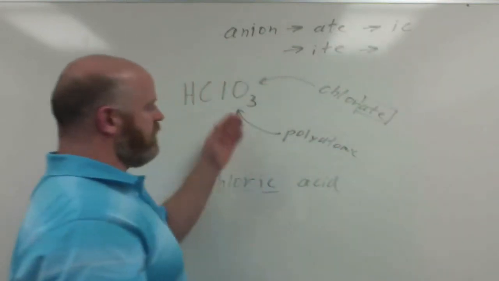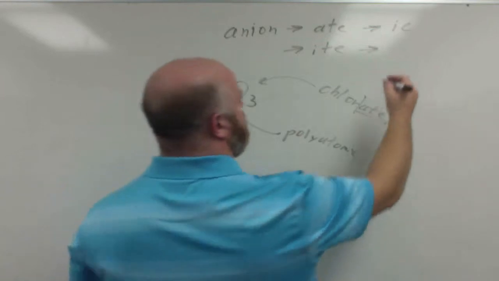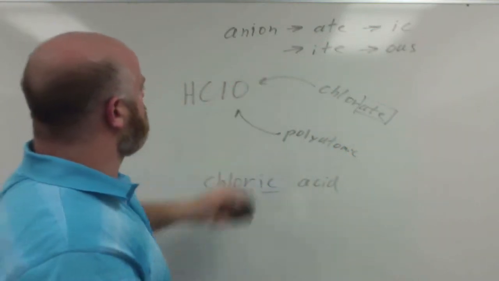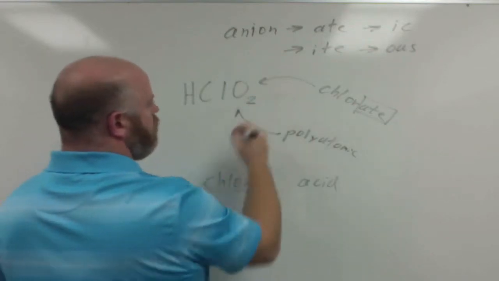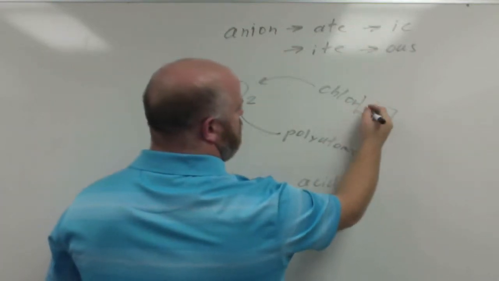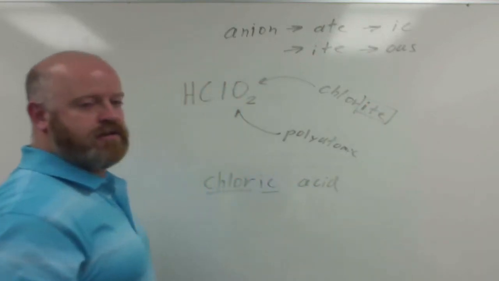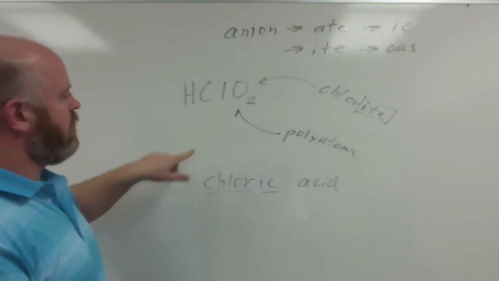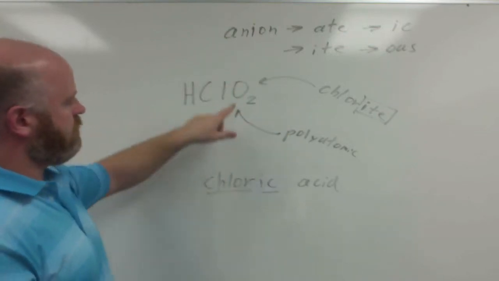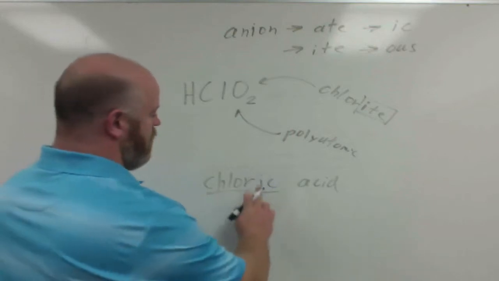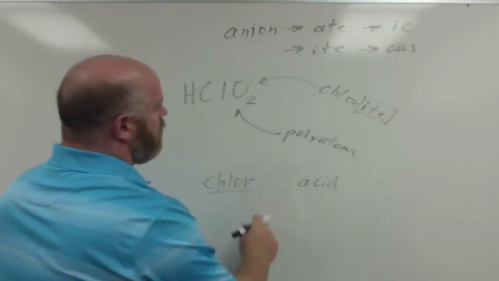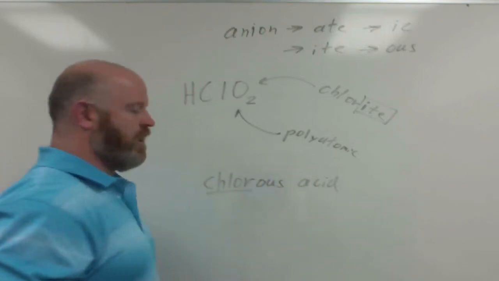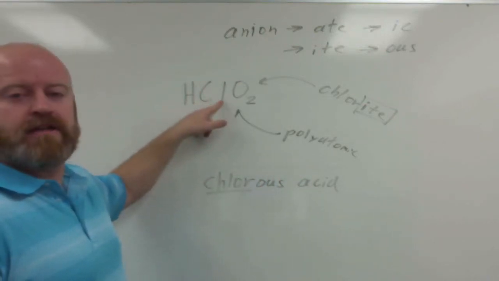Ites, same scenario, but we end in ous instead. So if we had HClO2, which would be chlorite, still a polyatomic ion, so we don't use hydro. But now, instead of calling this chloric acid, we can't call it the same thing, it's a different compound. It ends in ite, so we put ous with it instead. So this would be chlorous acid.